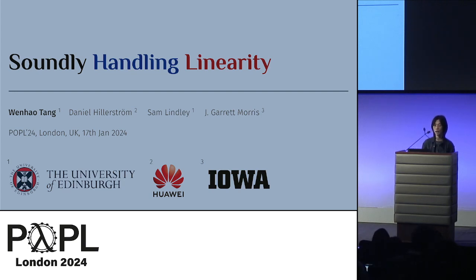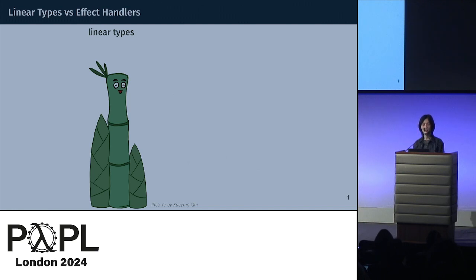Hi, I'm Wenhao. I'm a PhD student at the University of Edinburgh. I'm going to talk about how to soundly handle linearity, and this is joint work with Daniel, Sam, Garrett. Okay, so linear types is a very useful feature. It guarantees that something must be used exactly once.